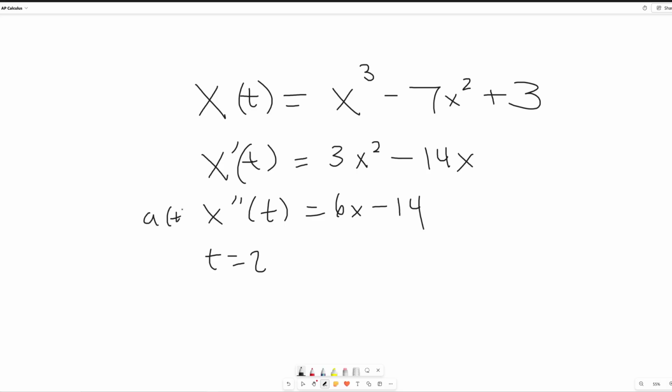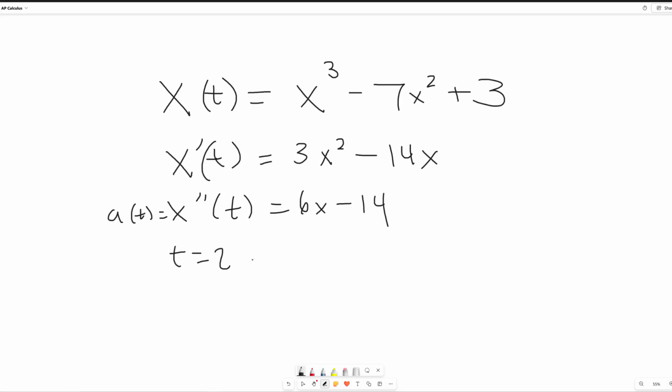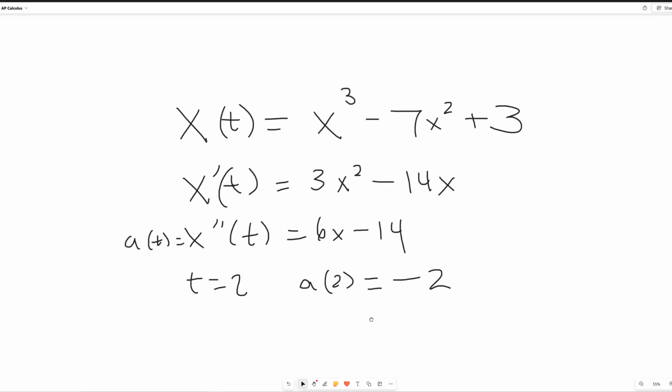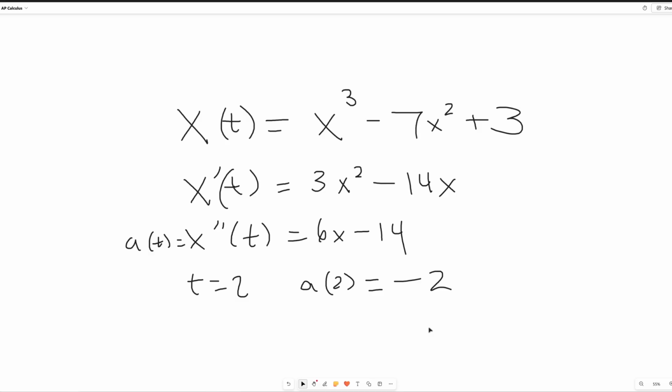What is the acceleration? Well, plug the 2 into here, and then we get a of 2 equals 6 times 2 minus 14. You can do the math on that. Negative 2, which would be our answer. And usually the problems do not get that much more complicated than that.